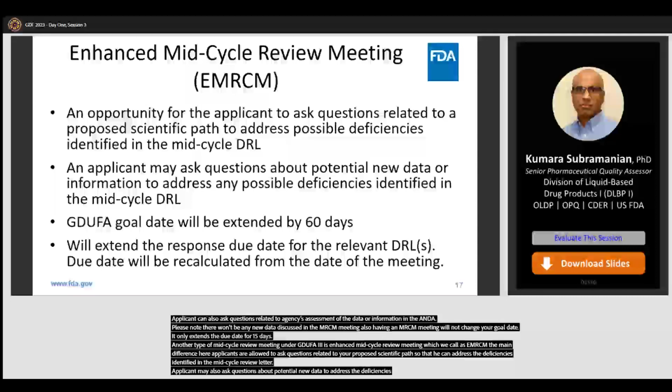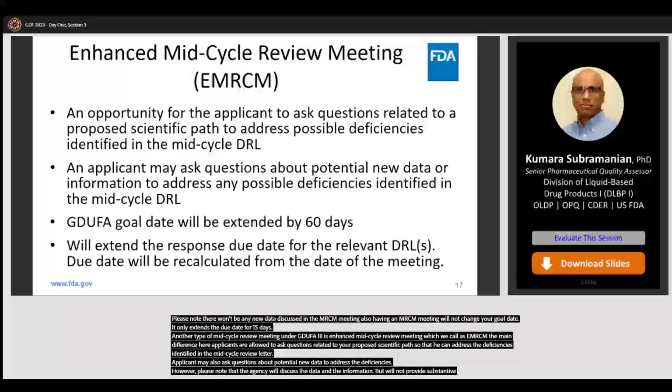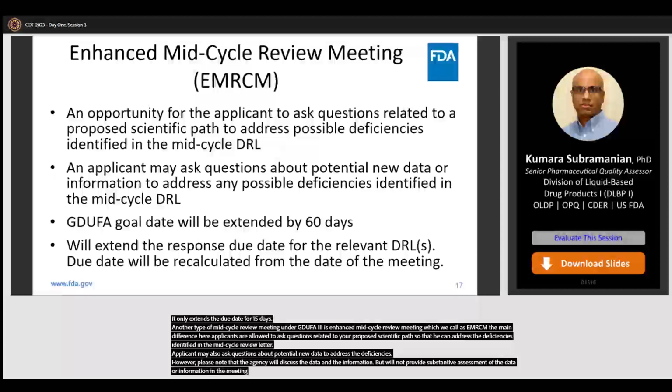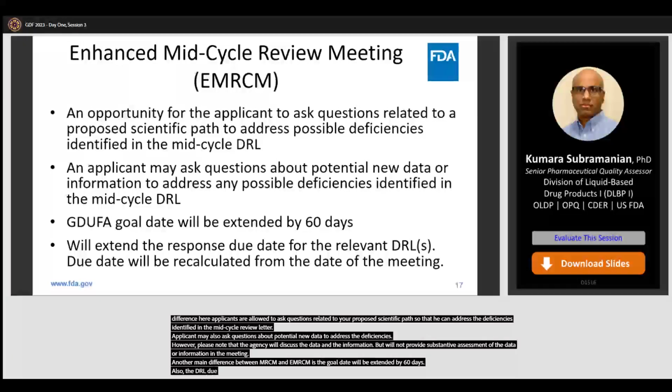Applicant may also ask questions about potential new data to address the deficiencies. However, please note the agency will discuss the data and the information, but will not provide substantive assessment of the data or information in the meeting. Another main difference between MRCM and EMRCM is the goal date will be extended by 60 days. Also, the DRL due date will be recalculated from the date of meeting.